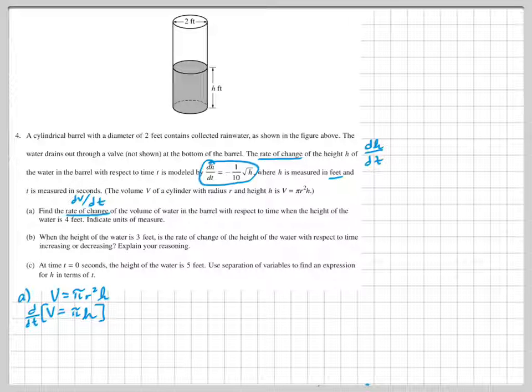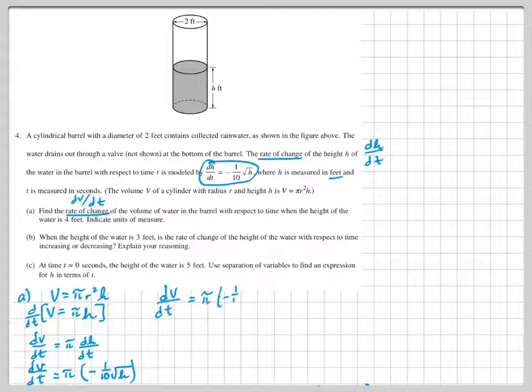So let's take the derivative of this with respect to t. Once I do that, I get dV/dt on the left side, and on the right side, I get pi times dH/dt. Now, let's see. We just took the derivative. Okay, we found dV/dt. It says, find dV/dt in the barrel with respect to time when the height of the water is 4 feet. So we know that dH/dt is this. Oh, yeah, look at this. We know what dH/dt is, so we could sub this in, and then we could plug in the height for the h. Okay, so that's subbing in the dH/dt. Now we're going to plug in the height, which is 4.